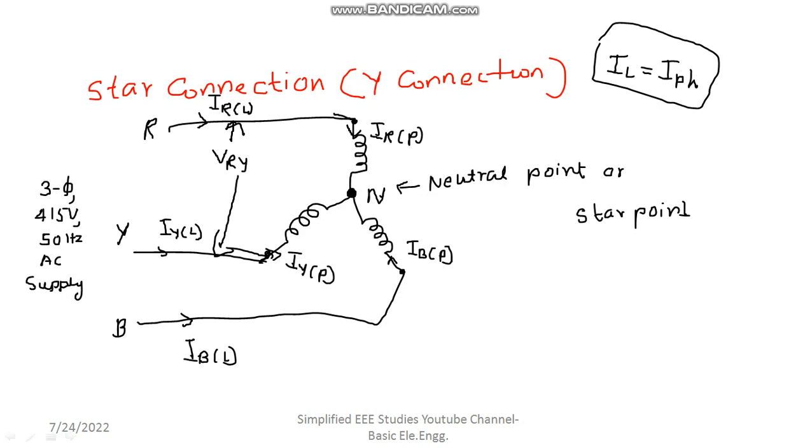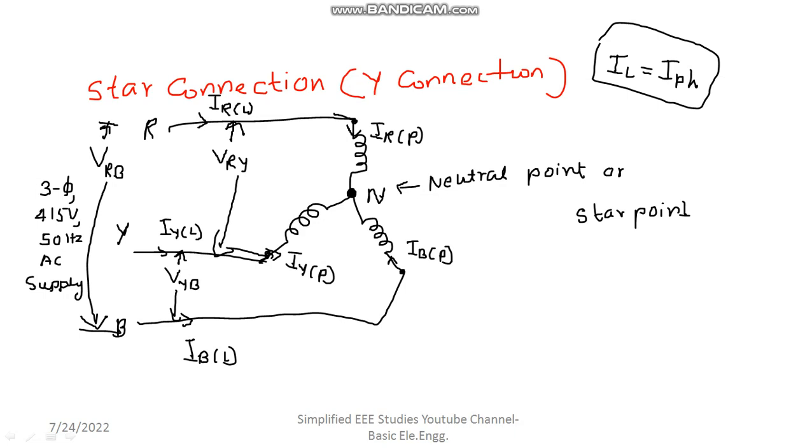One point. Then VYB. Then another point is VRB. Now voltage between R and B lines. R and B are two lines. Then voltage between these two lines here is VRB. Hope it is very clear. Okay.